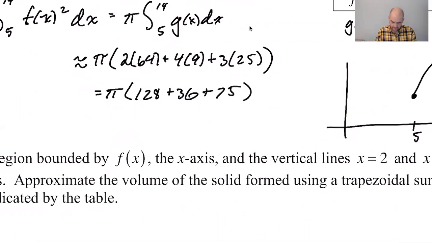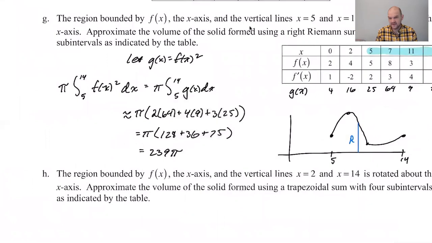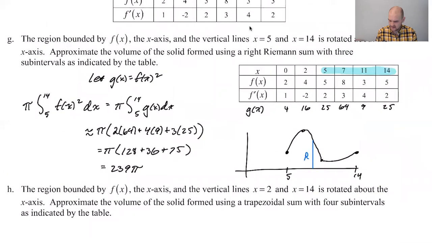75. So let's see. If I add these, I get 203, 233, 239. I think we get 239 pi. But this was risky. I could have left it unsimplified, and that would have been a better choice, but I didn't. Okay, so that's how I like to do this.